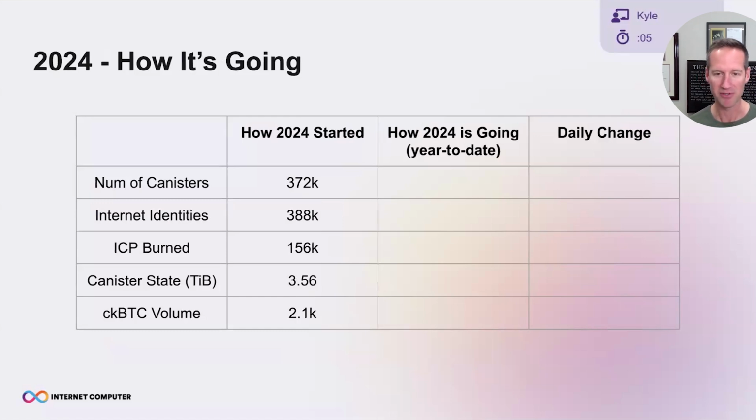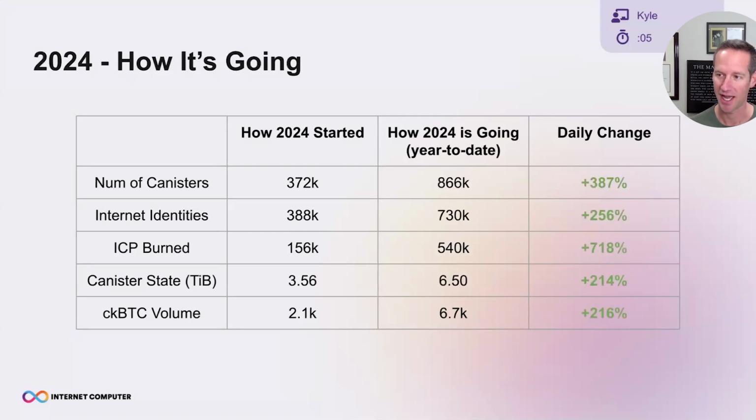I want to do it in a fun, end-of-the-year kind of way. So here you see how 2024 started for things like the number of canisters and the number of Internet Identities. Side note, I took out the amount that I think are just bots, so if the number looks different than the dashboard, that's why. Also cycle and ICP burn, canister state, and ckBTC volume. So these are the numbers coming into 2024.